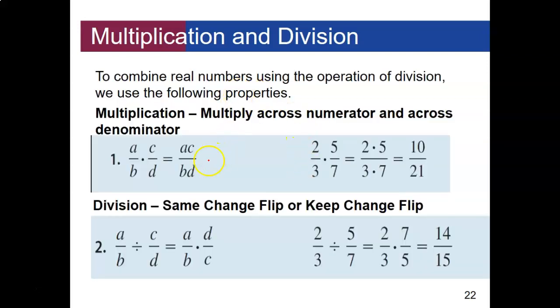Okay. All right, so if we're multiplying fractions, you can use your calculator to multiply fractions, but I do want to briefly go over this. If you're multiplying, you just multiply straight across the numerators and straight across the denominators. So we have AC over BD, and you can kind of see that with the numbers here.